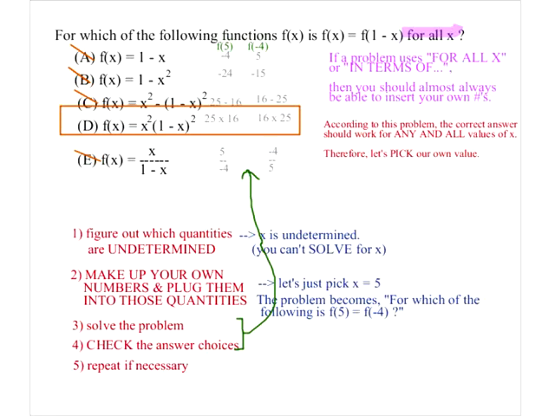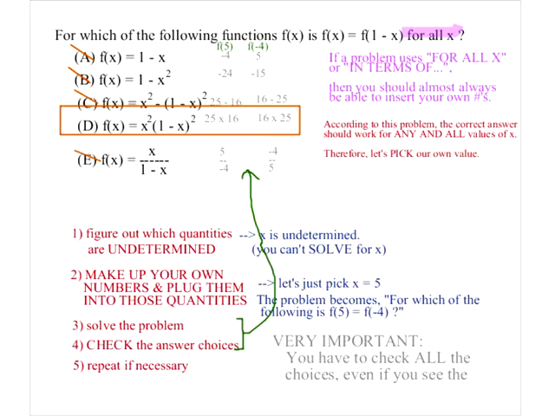Remember, this is very important. You do have to check all the choices, even if you see the answer you want, because these are your numbers. These are not their numbers, and so it is possible to create a problem that creates a coincidence. If this happens, then that's when you repeat. If you see the correct answer more than once, you keep the answers that work, you throw away the ones that don't forever, and then you work the problem again with more numbers.